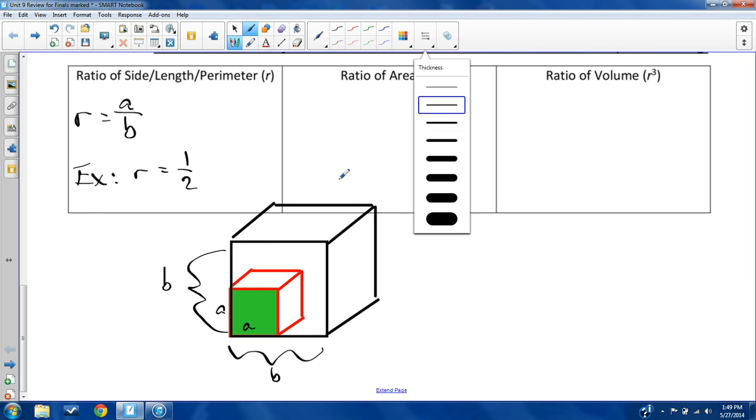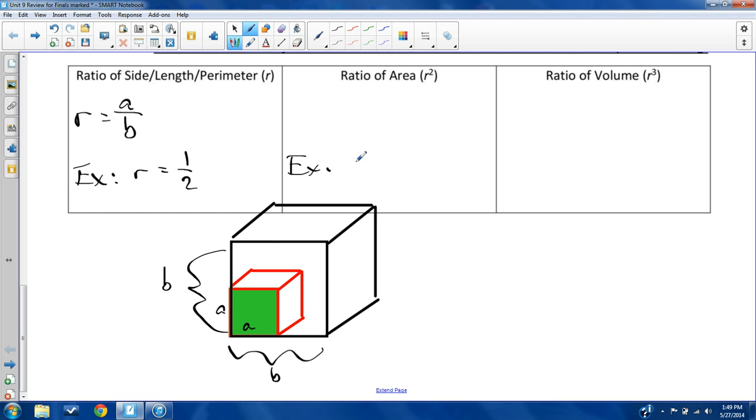I'm going to look at the example first. R squared is 1 to 4. So ratio of area is r squared. What you do is you take this value and you square it. So r squared is a squared over b squared. You take 1 and you square it, and you take 2 and you square it, or whatever your ratio of sides was, your original r value.